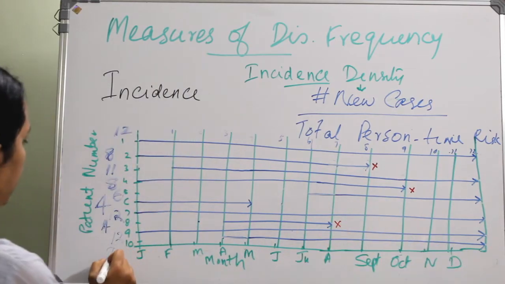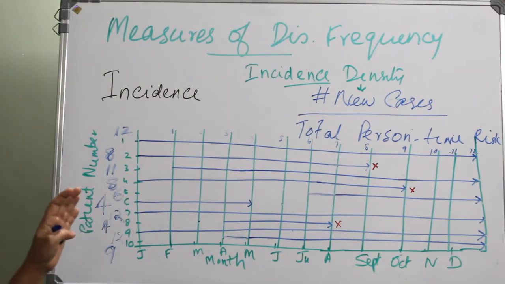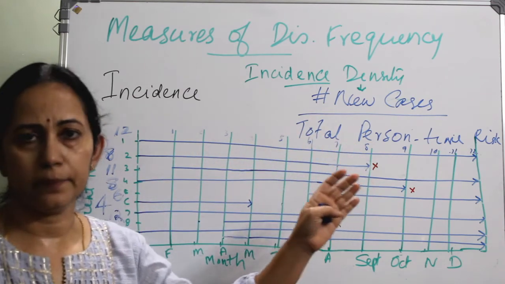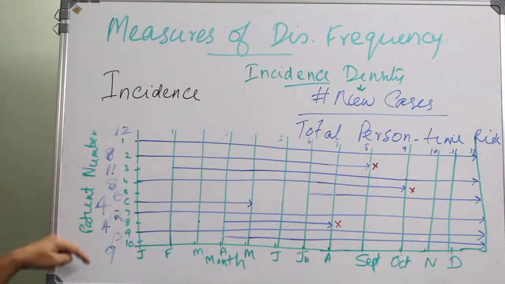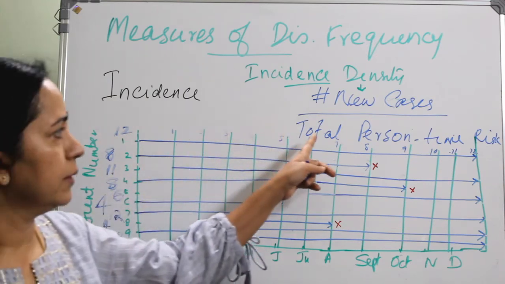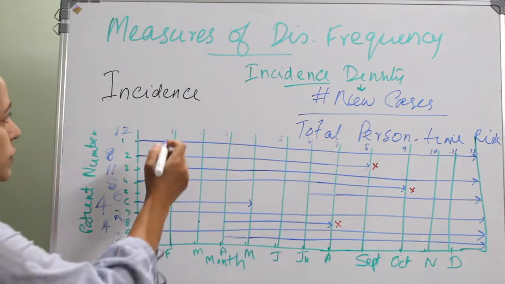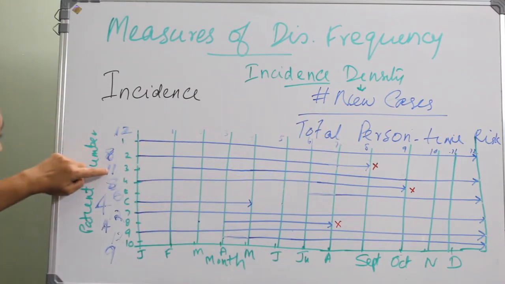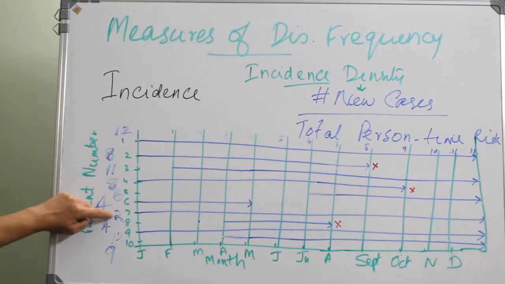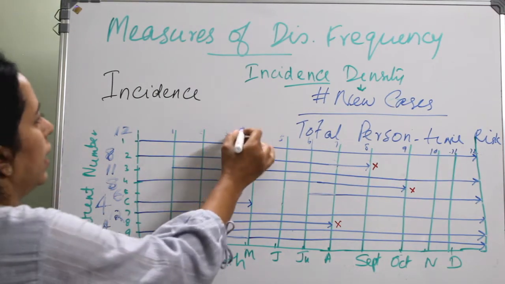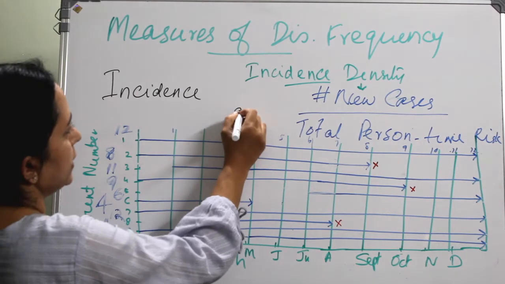1, 2, 3, 4, 5, 6, 7, 8, 9 months. So to get the total person time, we have to add all these. This total will be the person time, the sum of these. So we add 12 plus 8 plus 11 plus 8 plus 6 plus 4 plus 12 plus 4 plus 12 plus 9, and that will come to 87.